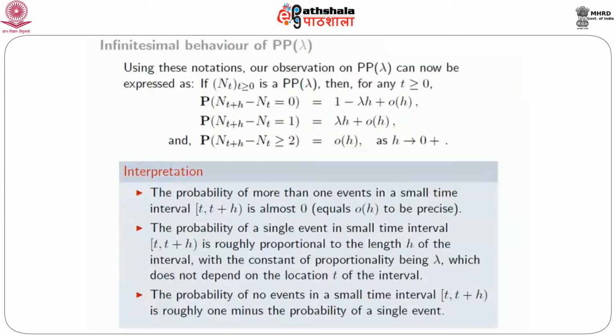And of course, the probability of no events in a small time interval t to t plus h is roughly 1 minus the probability of a single event, because the probability of more than one event is almost 0. Okay, so this is one way to understand these observations.